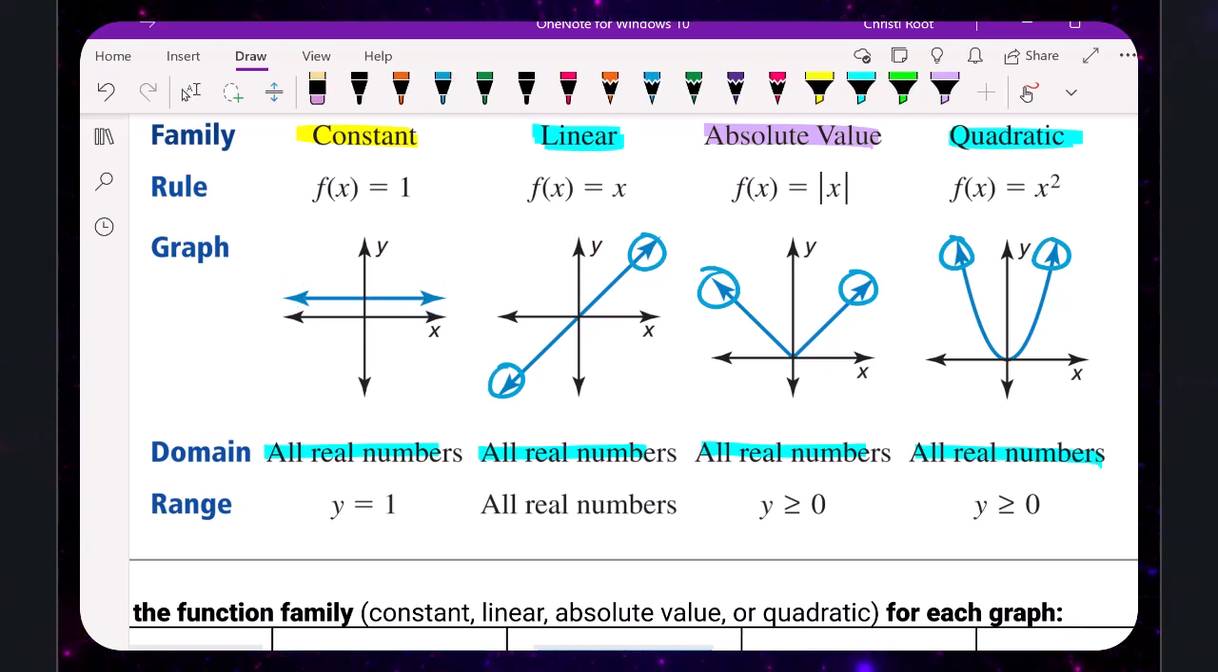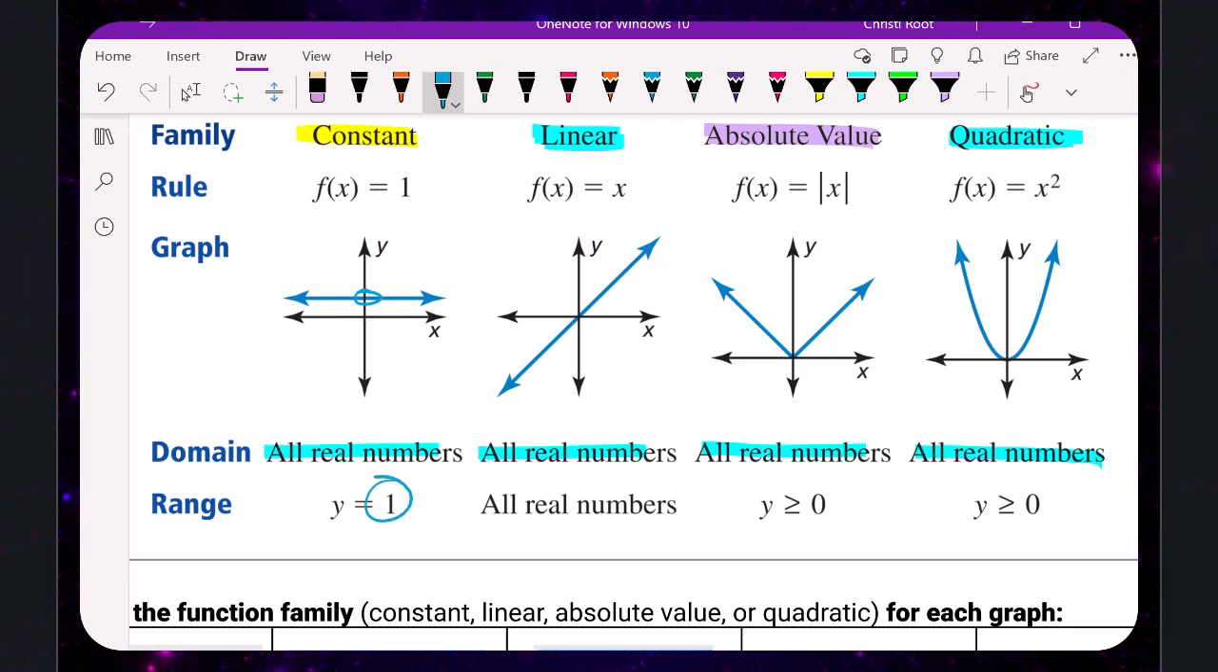Range, on the other hand, you're going to be looking where the graph exists vertically. So this constant right here is very limited. It's limited to that one place where it hits it on the y-axis. It does not go up, it does not go down because it's flat. So whatever number it's equal to is going to be the actual range. That's it. That's all you're going to have. Linear, on the other hand, see how it goes up and down? There's no limitations. So it's also going to be all real numbers.